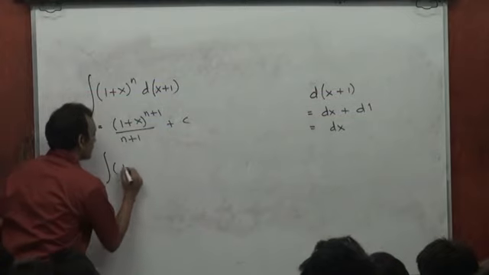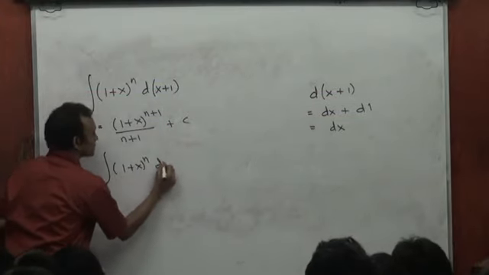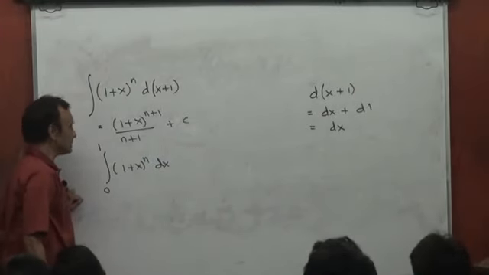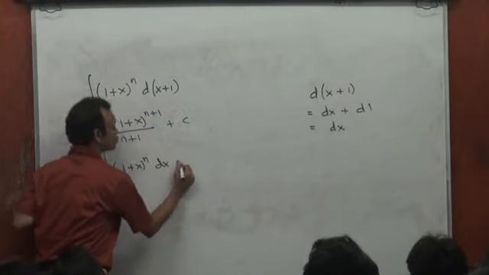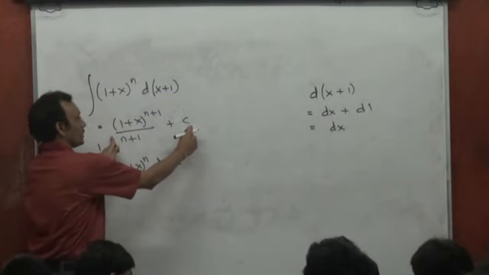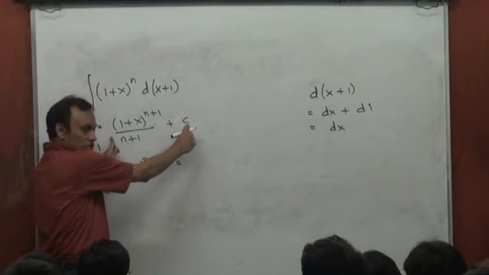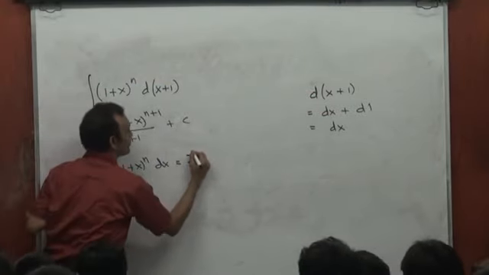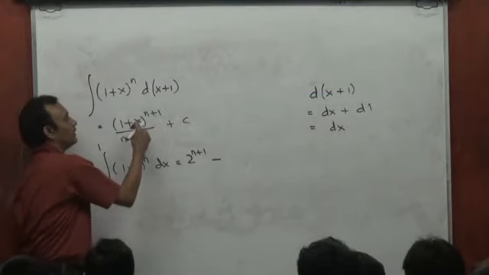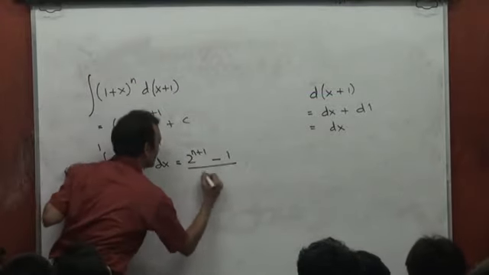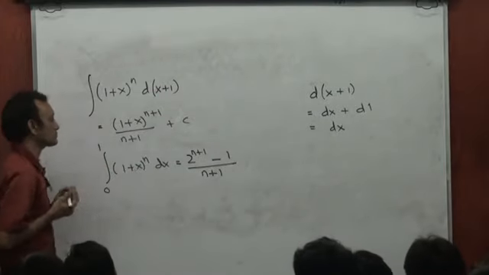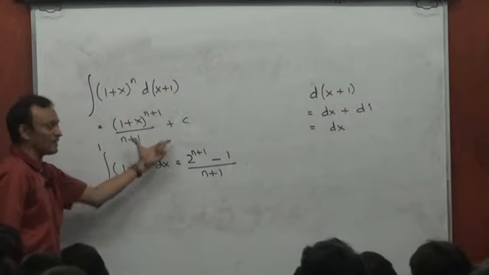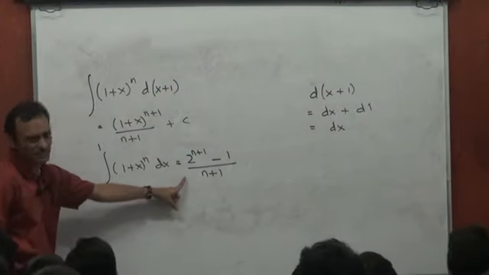If I said integral of 1 plus x power n dx from 0 to 1, that's going to be the value of this at x equal to 1 minus the value of this at x equal to 0. So, c will get cancelled. The value of this at x equal to 1 is going to be 2 to the power n plus 1 divided by n plus 1. At x equal to 0, it's going to be 1 divided by n plus 1. The value at x equal to 1 minus the value at x equal to 0 will be this. C will get cancelled. Clear?